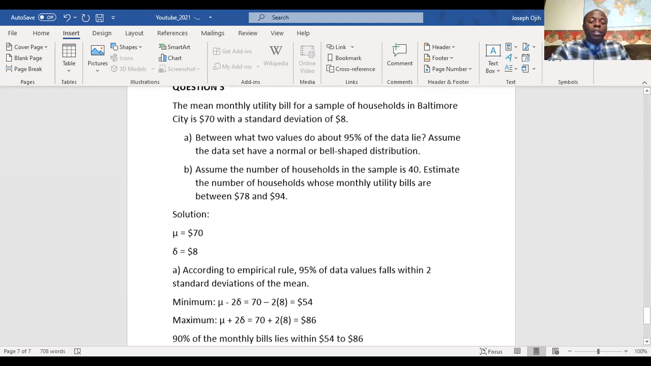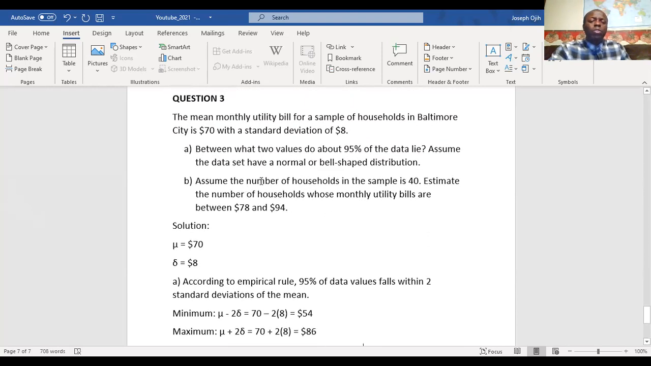Okay, now we answer part A. Part B says, assume that the number of households surveyed is 40 households. Estimate the number of households whose utility bills will be between $78 to $94. In this case, you're going to use the chart to get your values for one standard deviation, two standard deviation, and three standard deviation. Then from there, you can estimate the percentage.